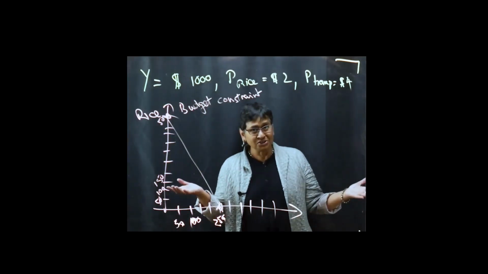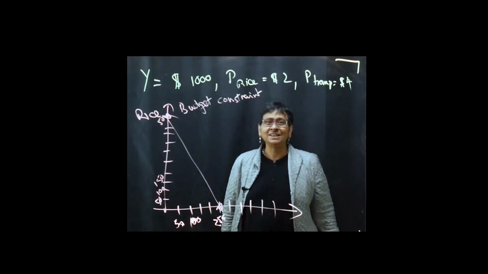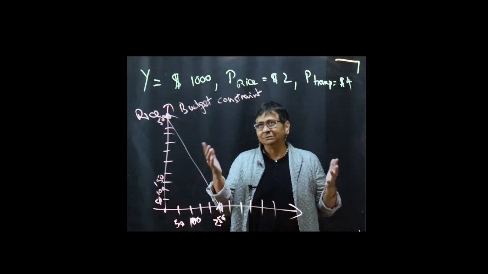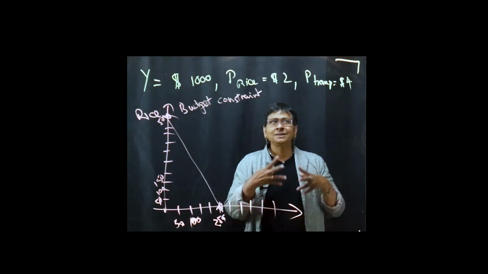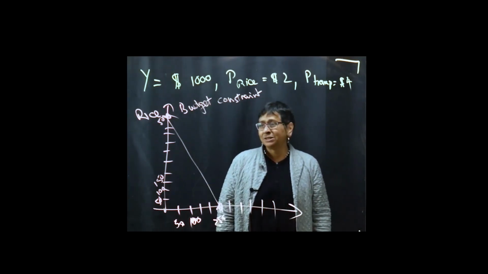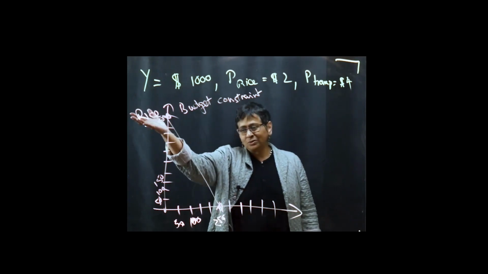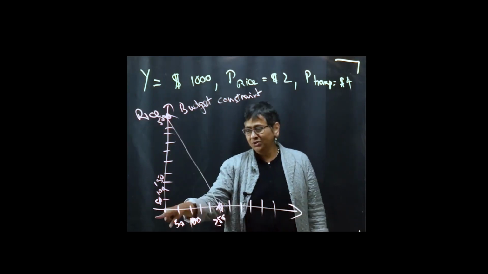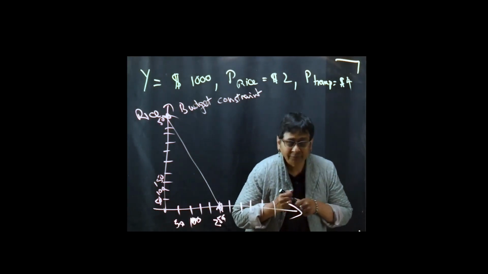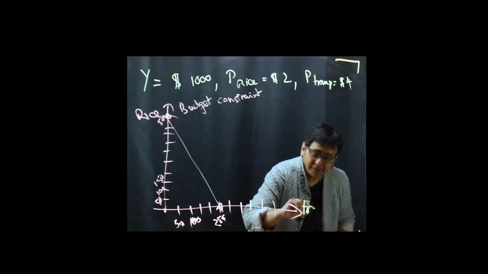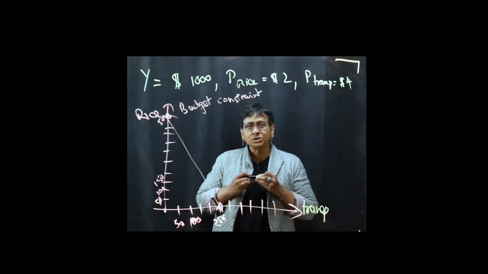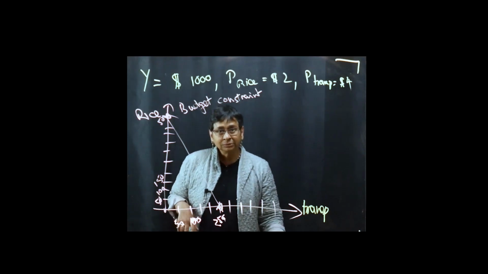So the budget constraint, using our data from our previous example, $2 per rice, $4 per transport, income of 500. You could buy 500 rice, no transport. Or you could buy 250 transport, no rice, right?